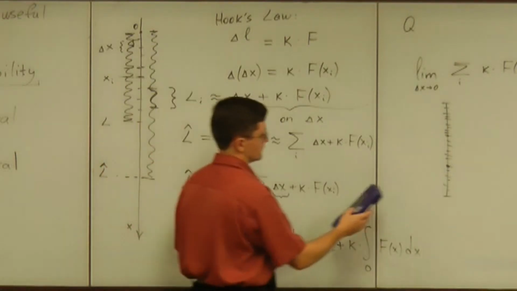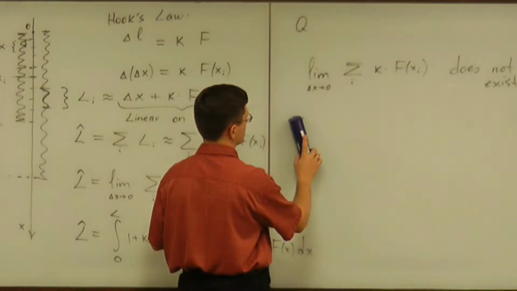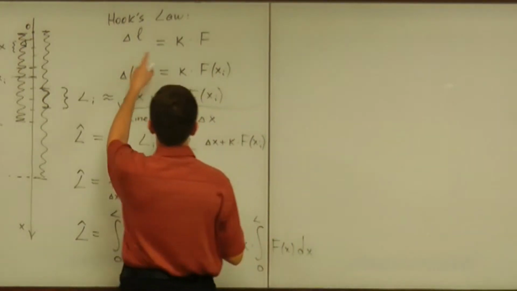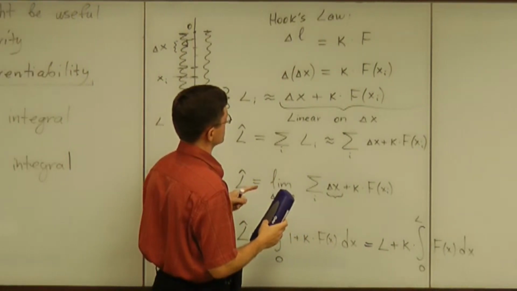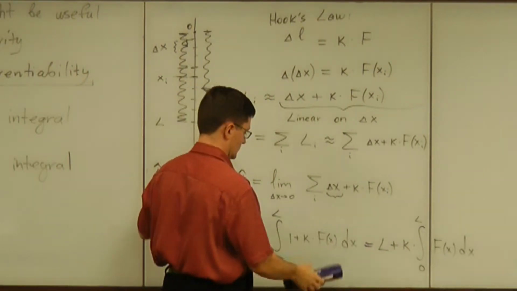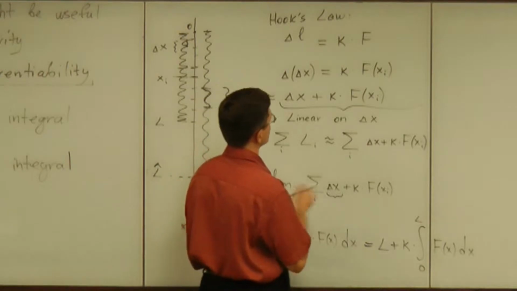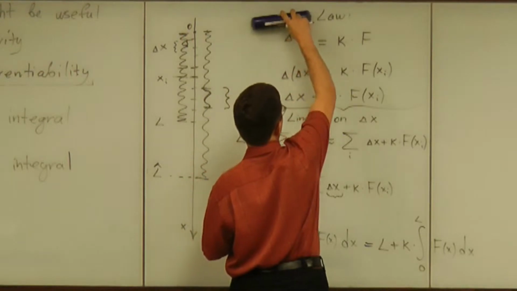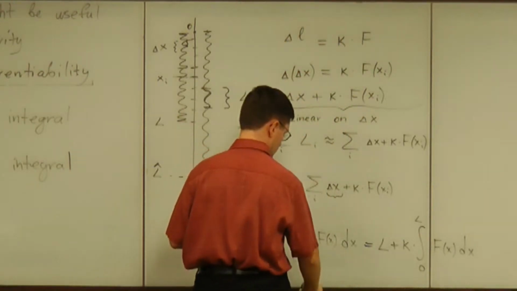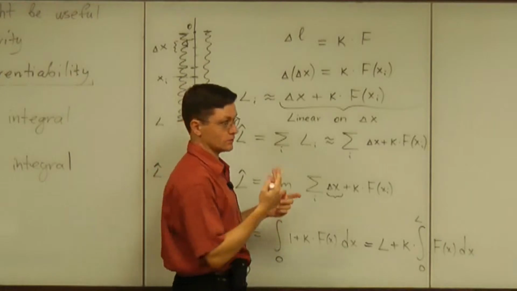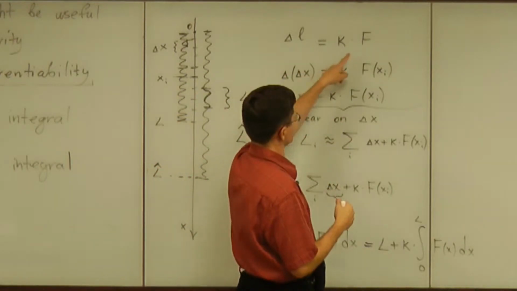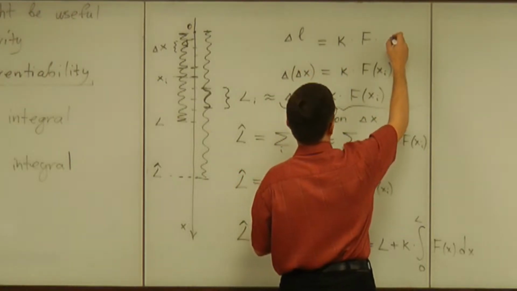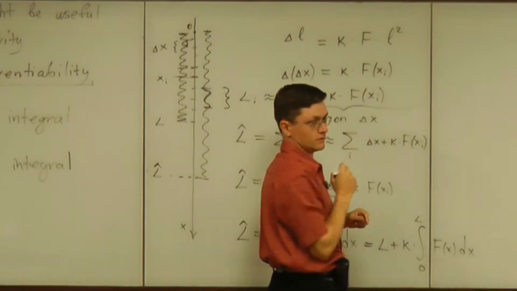Okay, so that was one case when the law is not linear. Well, there is another way of being not linear. The other way would be that someone created a new material and told you, and you pretend you are an engineer, that if you use that material, it is governed by the law delta L is K times F times L squared.